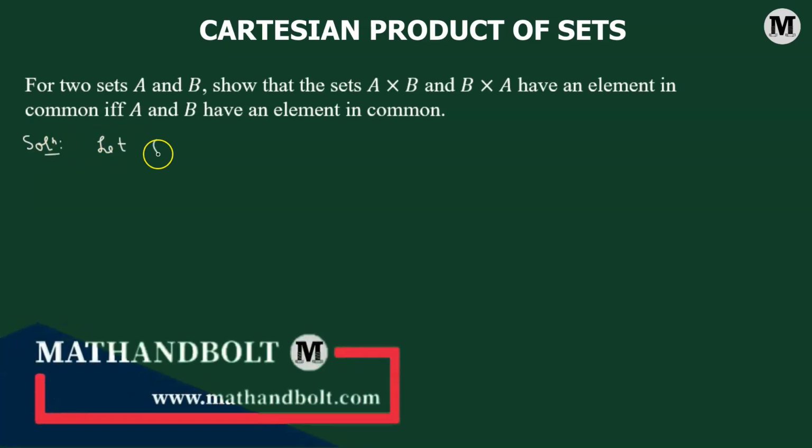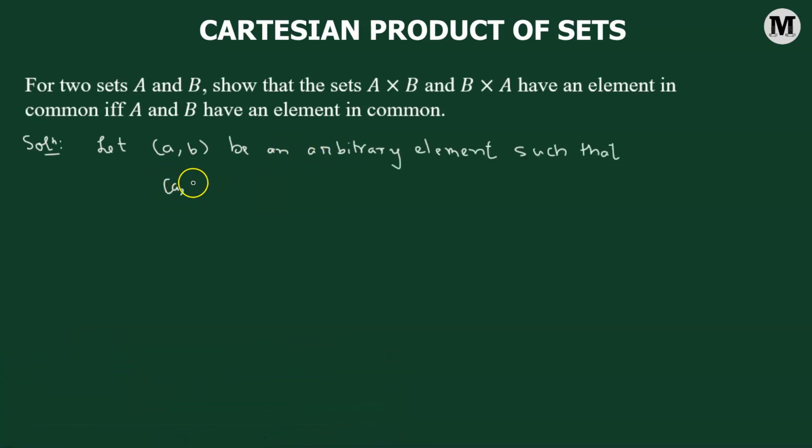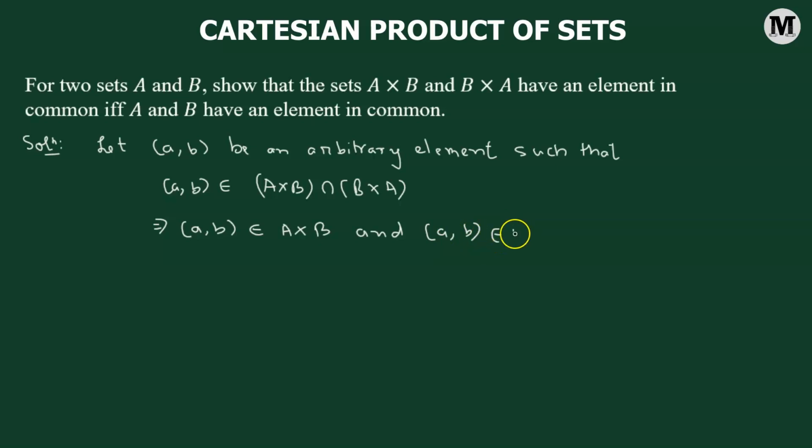Let the arbitrary element be denoted by the ordered pair (a, b). Let (a, b) be an arbitrary element that belongs to the Cartesian product of A and B intersection with the Cartesian product of B and A. Okay, what does it mean? This simply implies that the ordered pair is going to belong to both sets: the Cartesian product of A and B, and also the Cartesian product of B and A.